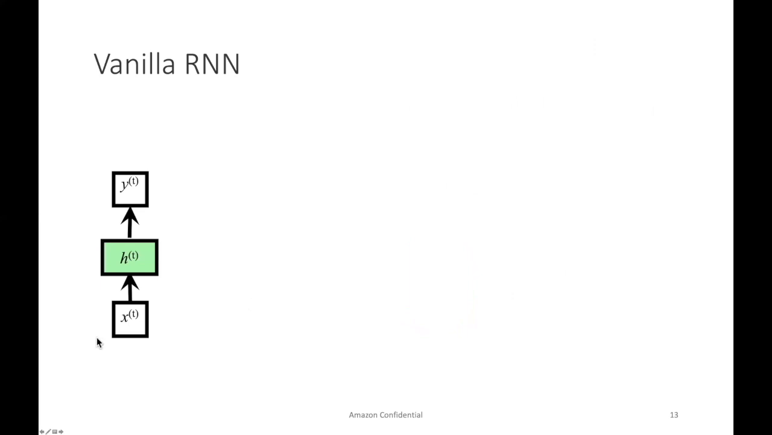So here you can see that you get the input xt, you do something with it, and you give the output yt. And there's a feedback loop. Now let's look at how the feedback loop works.